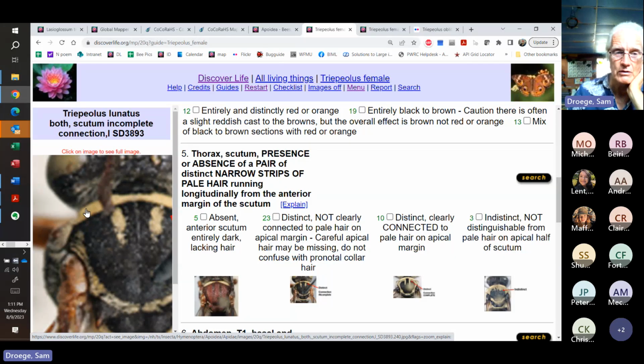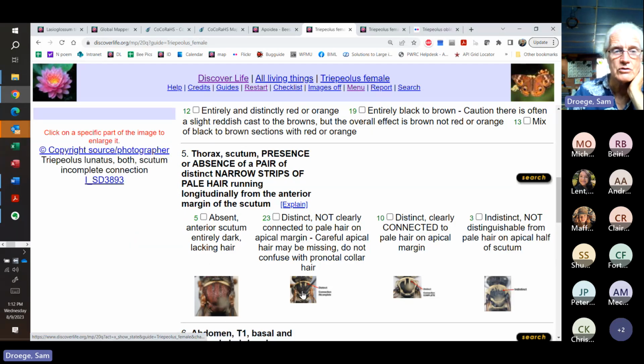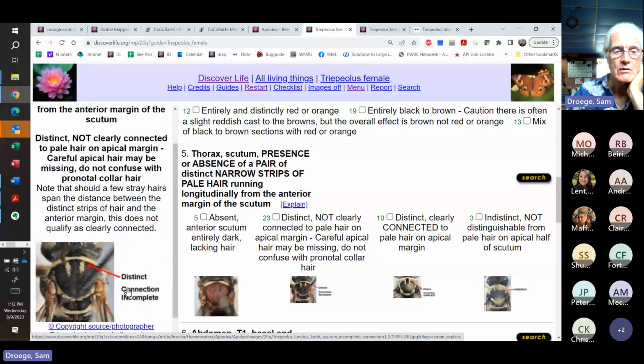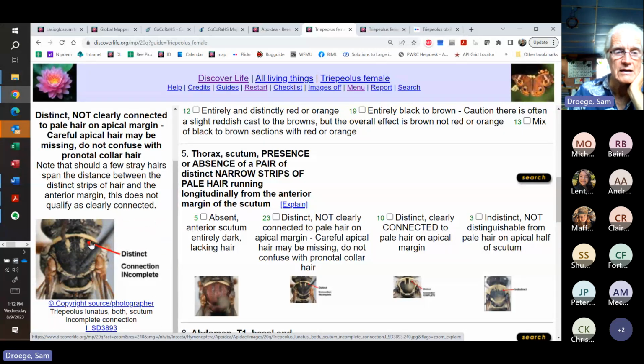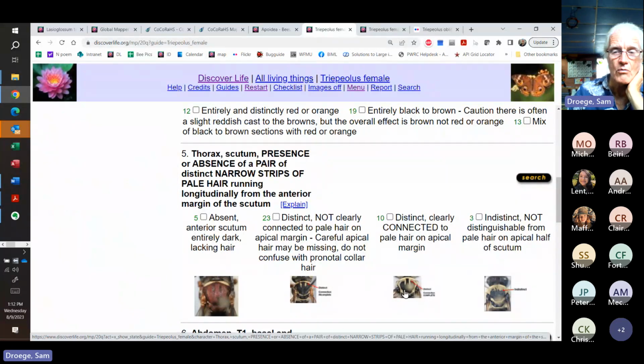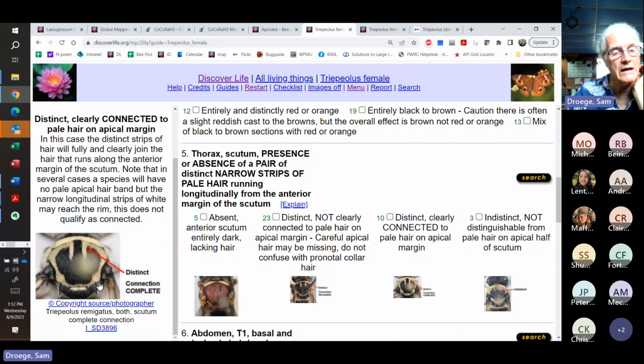This is the pronotal collar. So this is part of the pronotum, the big thing that the head sticks into, and it's almost always got white hairs across it. But we're not talking about that. We're talking about the scutum. So it may look like these white bands connect to a big white bar on the scutum, but they don't, because that white bar is not on the scutum. So that's the state of two white bars without any kind of connection to another set of white on the scutum.